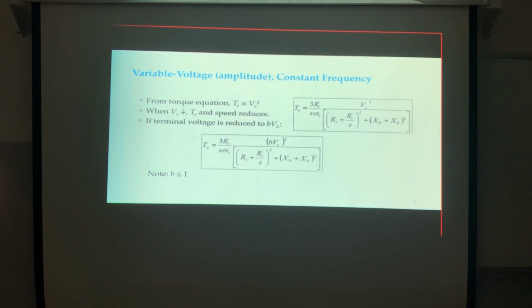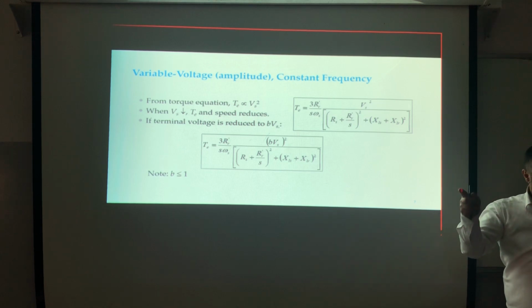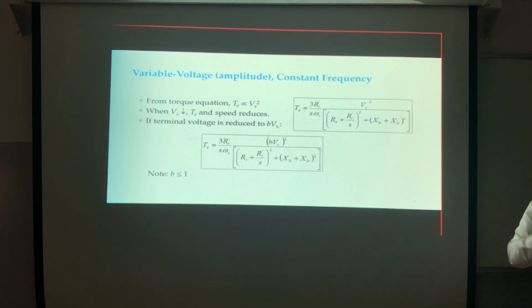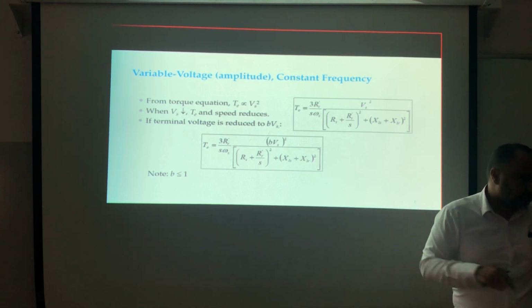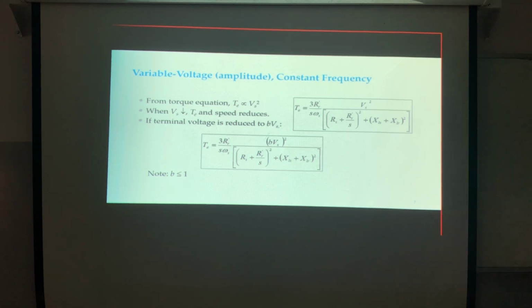Good. So if I need to adjust the voltage, it will be adjusted as a fraction of the rating. Let's assume it's B, a factor. B is less than 1, because it's not possible to impose a voltage higher than the rating, correct? So I'm assuming that Vs is equal to B times Vs rated, such that B is less than or equal to 1.